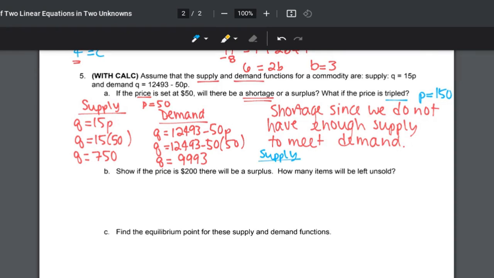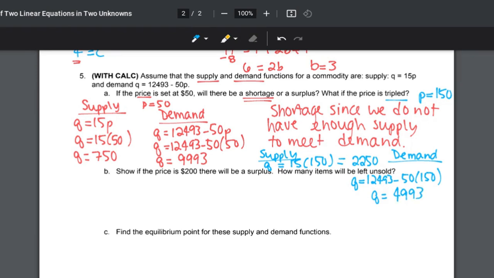So for the supply equation, we would have Q equals 15 times 150, and that's going to give us 2,250. So we need that quantity of items. And then for the demand equation, we have Q equals 12,493 minus 50 times 150. And if I do that in my calculator, I'm going to get Q equals 4,993.